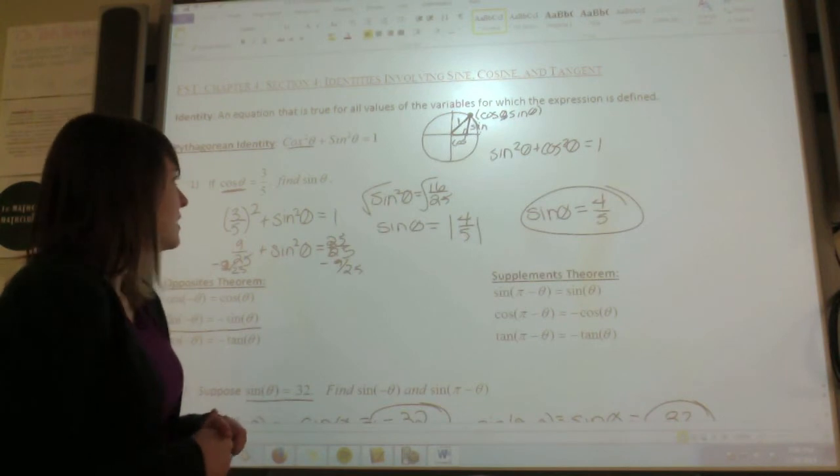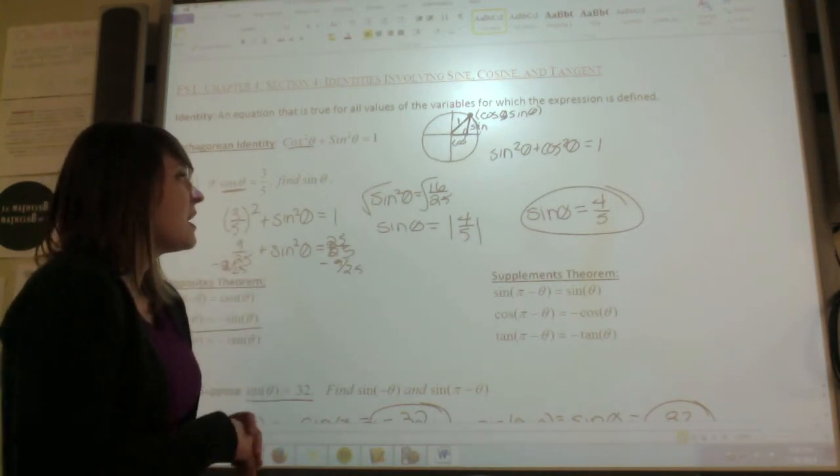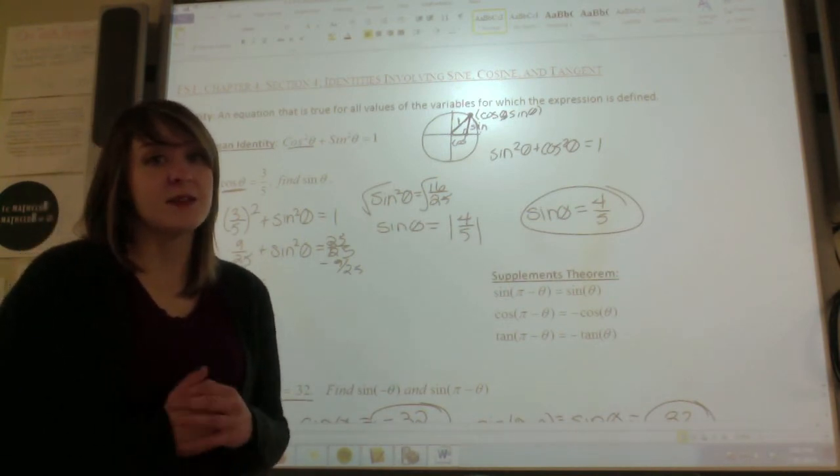So you have to be really careful with these identities. Just make sure that you're using the appropriate identities and you're citing the identities that you used in your proofs. And that's everything for section 4.